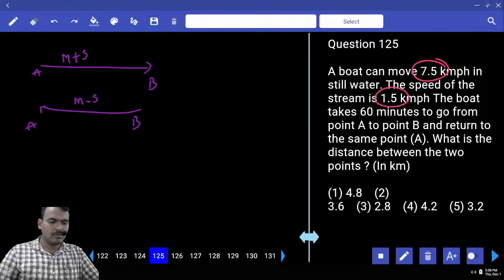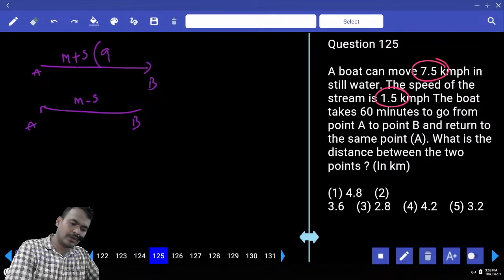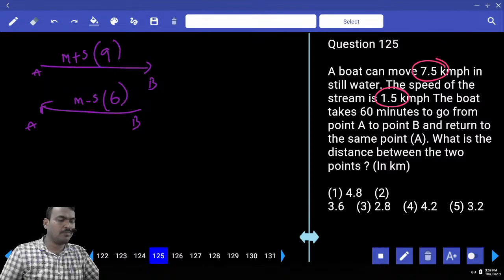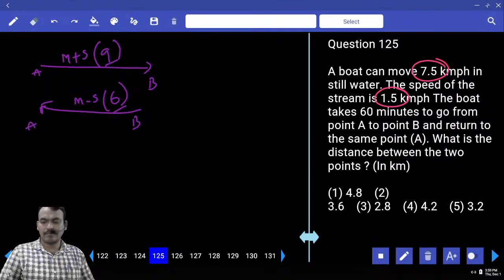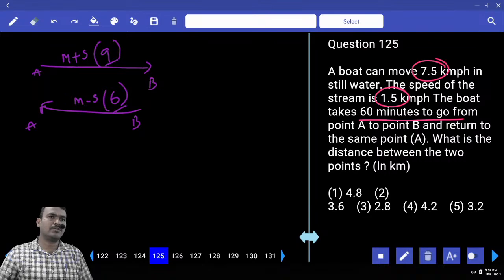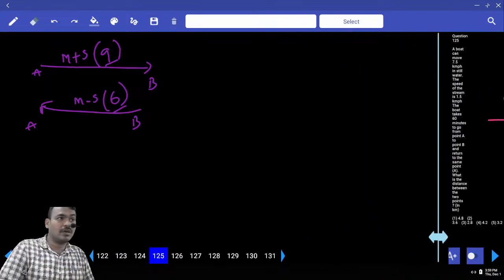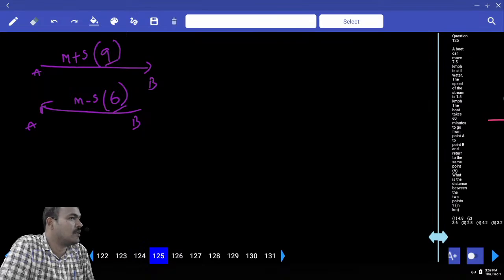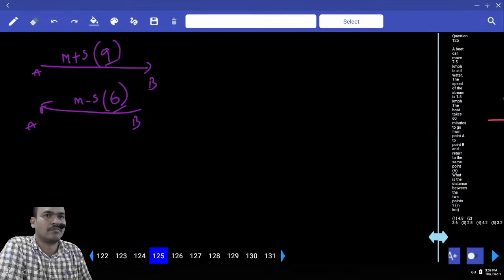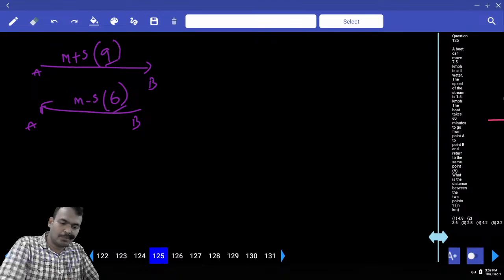What is the m value? 7.5. What is the s value? 1.5. Means what is the A to B speed? 9. What is the B to A speed? 6, or not? One case speed is 9, another case speed is 6, or not? And what is the total time taken? 60 minutes, or not? A to B and B to A, total how many minutes are taken? 60 minutes. In the previous question we applied which one? Product of these speeds by difference of these speeds into time difference. But here total time is given, so we use product of these speeds by sum of these speeds into total time, or not?